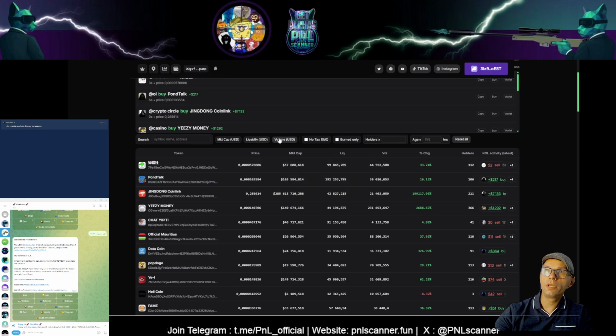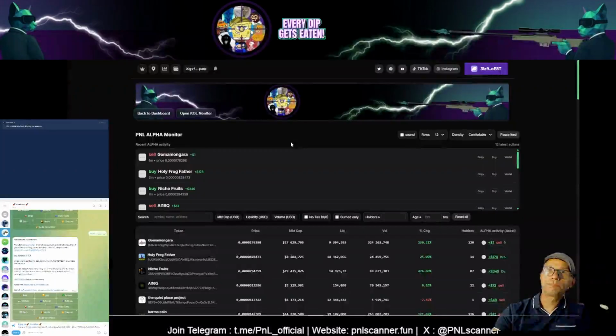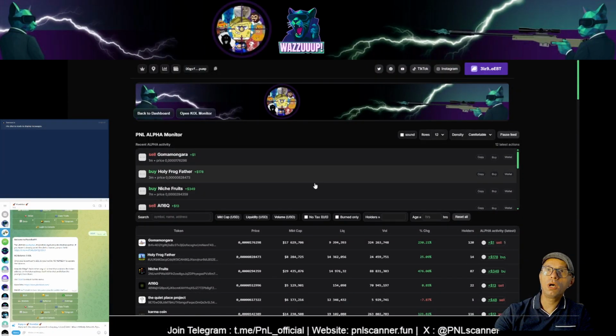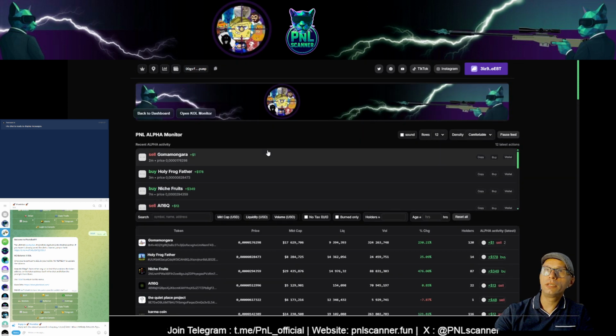You can also filter on those indicators, which is really great as well. If you want to look at that, you can look at the age. You can do quite a lot of things on the call monitor. On the alpha monitor, you can basically do that as well. Here you can look at the recent alpha activity. Underneath you have a little bit longer, that's a whole list. But I do like the way that this is presented and the way that this works.